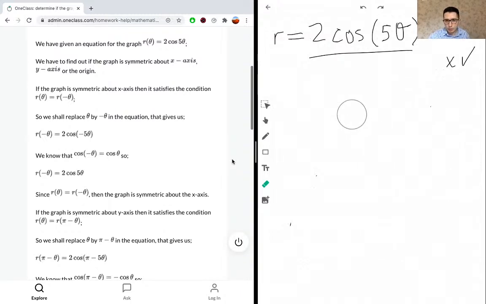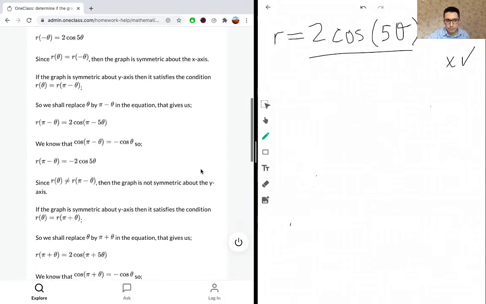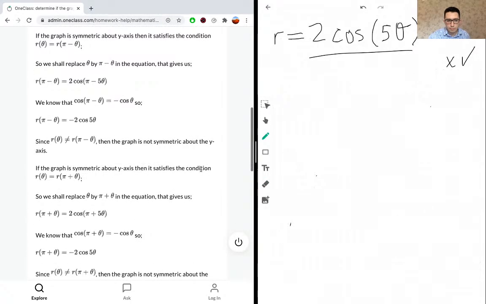Now the last thing we want to do is symmetry around the origin. So symmetry around the origin is r theta has to be equivalent to r theta plus pi.